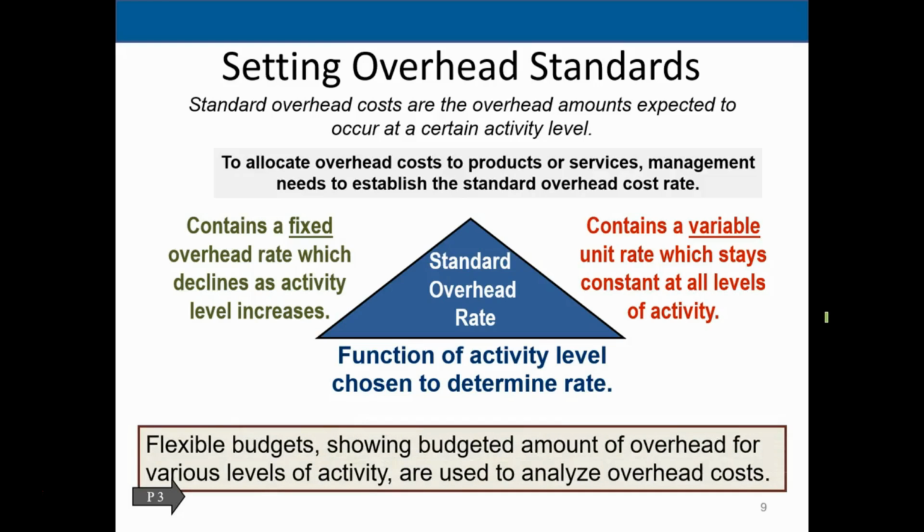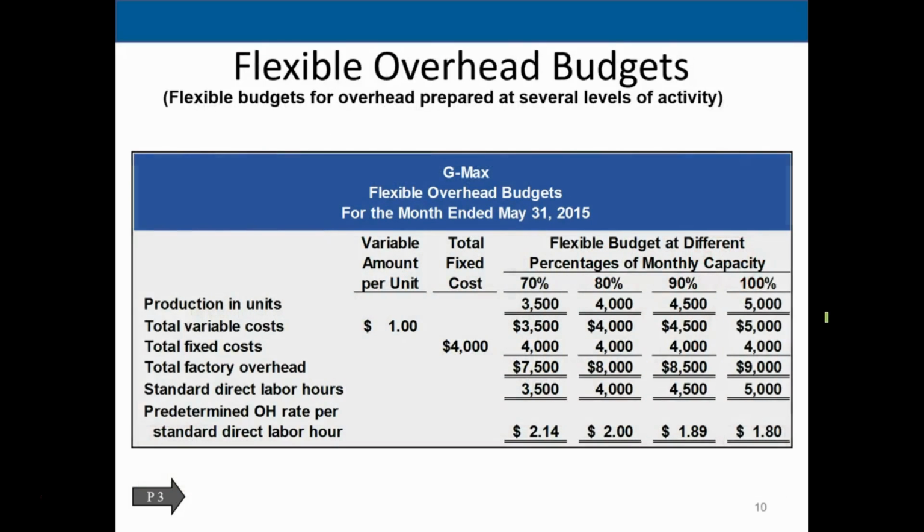So a flexible budget showing budgeted amounts of overhead for variable levels of activity is used to analyze overhead costs. So if we want more data on this and we want more detailed analysis, we're going to have to break out the variable portion and the fixed portion, something like this. So we've got the variable amount, we're going to say, is $1 per unit. We have different levels of capacity in terms of the production in units. So here's the production in units, and 5,000 would be at capacity, meaning that's how many units we can produce.